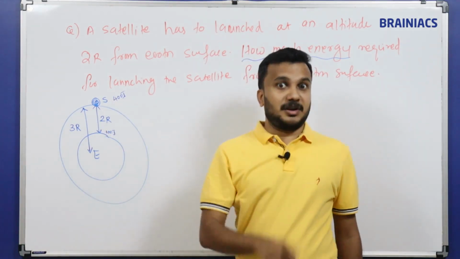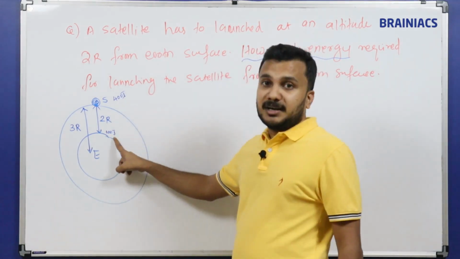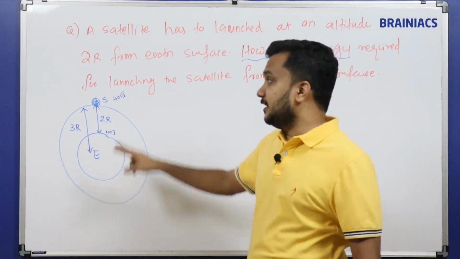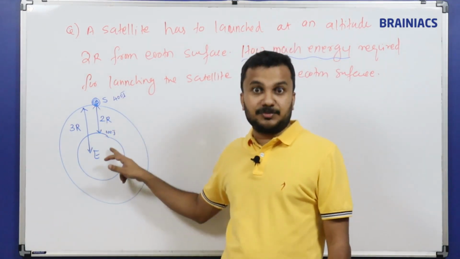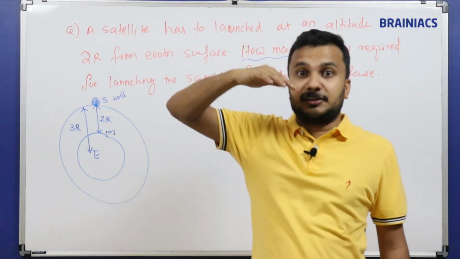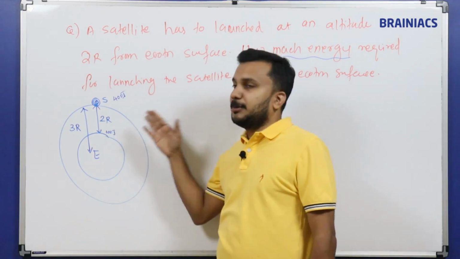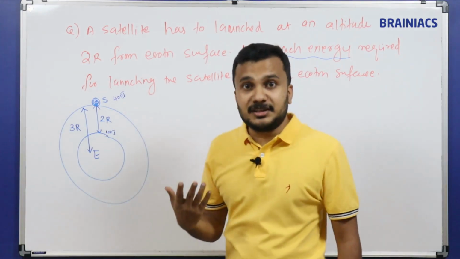You will say this one. How will you say it? You are subtracting the final energy minus the initial energy. So the final energy is a higher value. That's what we are subtracting. When we are going away from the Earth's surface, energy increases. So higher energy minus lower energy is the energy required.